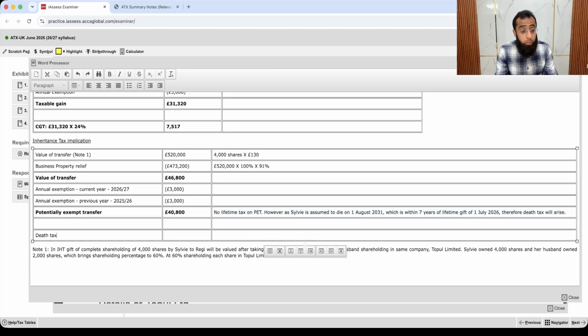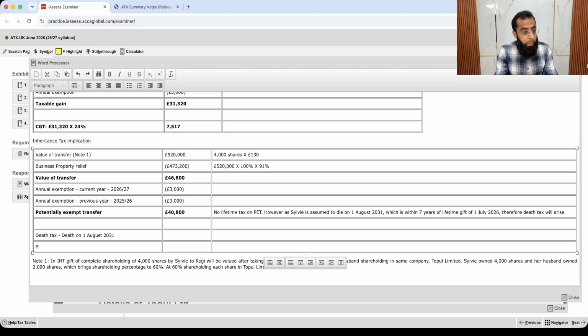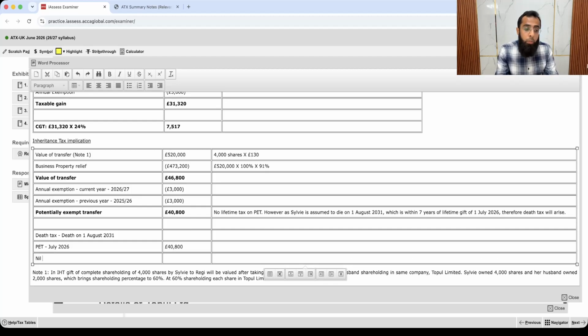Otherwise, it's not mandatory. So death on 1st August 2031. So this is the part of July 26 which will become chargeable, and it's £40,800. But it will be covered by the nil rate band, £325,000. The whole NRB is available as Sylvie has made no other lifetime gifts.